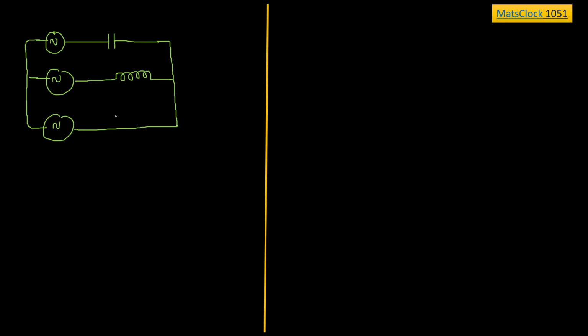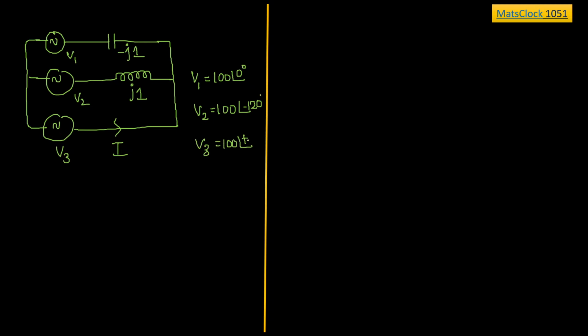And they told that the current flowing through this circuit is I. This inductance value is j times 1. This is minus j times 1. They are calling them V1, V2, V3. Now in the question the value of V1 is given: V1 equal to 100 at an angle of 0 degree. V2 equal to 100 at an angle of minus 120 degree. V3 equal to 100 at an angle of plus 120 degree. So V1, V2, V3, everything is given.